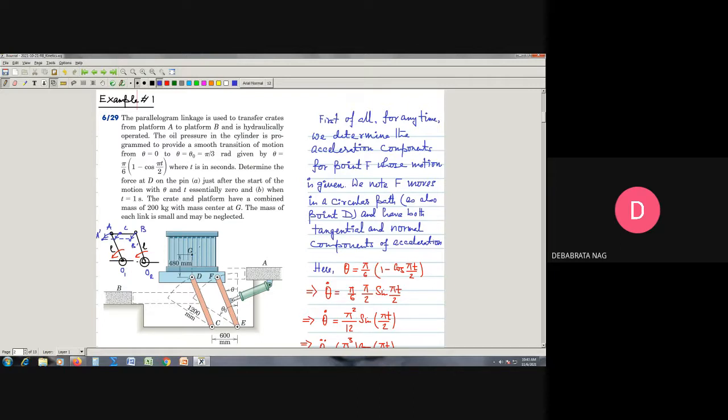This is a payload, a heavy load, which is being taken care of by this platform. So this heavy load can be lifted from platform A to platform B. That means it can transfer this load from one point to another point, and this entire action is governed by this parallelogram linkage.